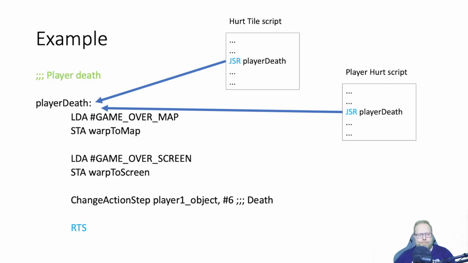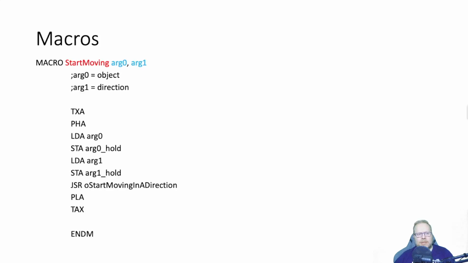Yeah. But what about macros? What are macros? Well, let's take a look at an example. Let's look at this NESmaker macro. It's called start moving. Okay, so here we have a pre-written routine. Isn't this the same that we had with the subroutine? Well, no, it's not. It's not the same.